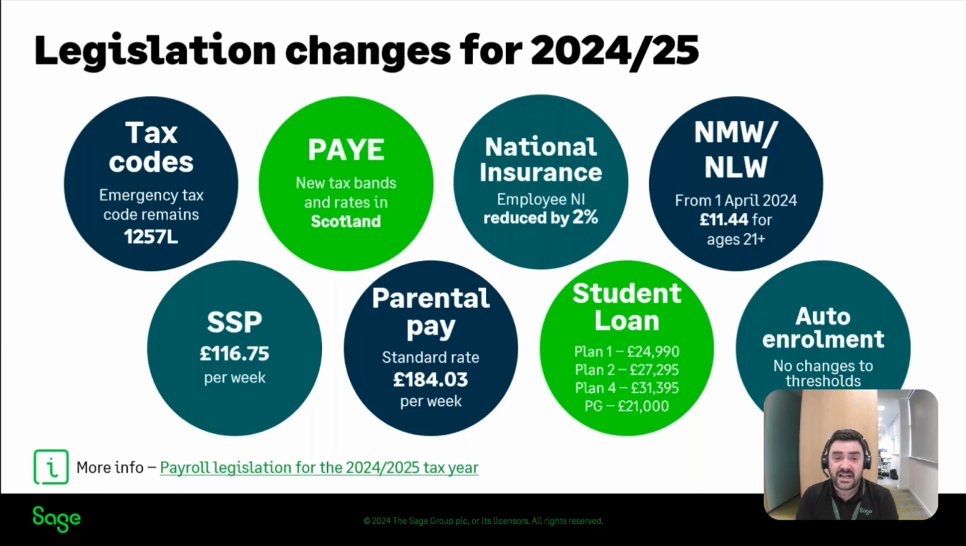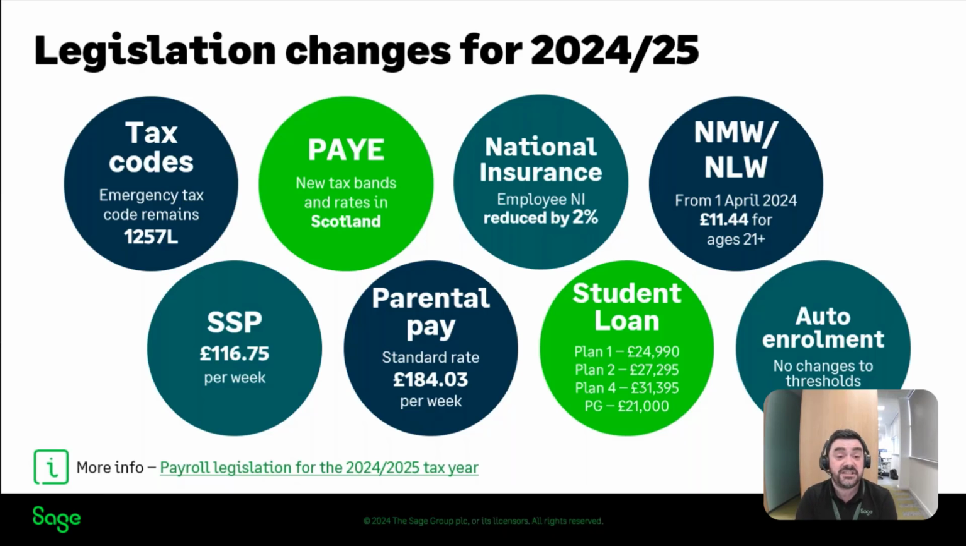For national insurance, as we mentioned earlier, the budget announcement was that this will be reduced by a further 2%. So it's reducing from 10% to 8% for category A with effect from the 6th of April. So don't forget to do your legislation update to update that in your software.